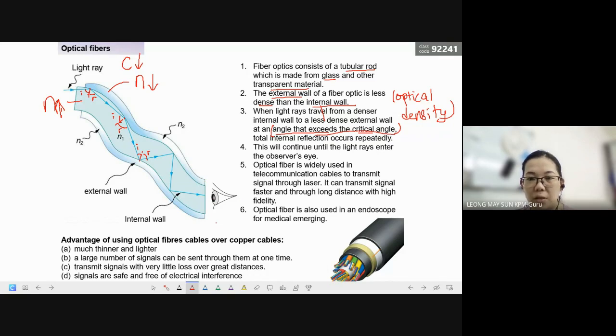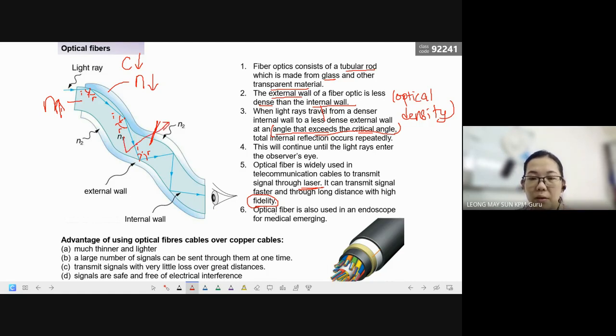Fiber optics are normally widely used to transmit signals through lasers. Lasers means light. It can transmit signals faster and over long distances with high fidelity. Fidelity here means that it allows a lot of signals to be transferred without loss of signal. It's very difficult to lose signal in fiber optics, unless there's a cut in the fiber optic cable or something like that, then the light suddenly moves out from there and you will lose the signal.